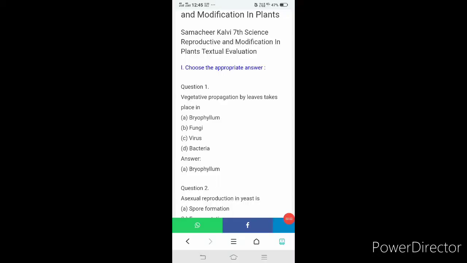Hello children, this is for 7th standard science. For unit test 2, the portion is reproduction and modification in plants. That is your biology lesson, first lesson, unit 5, for which we have already sent you the notes. Take your notebook, classwork and also book, and take one pencil also with you.